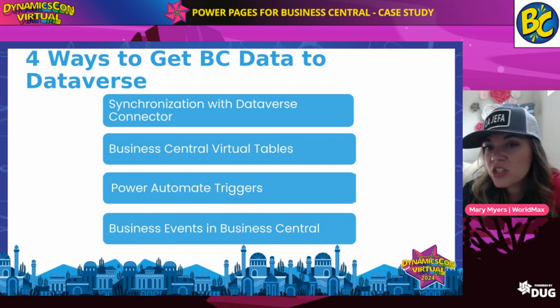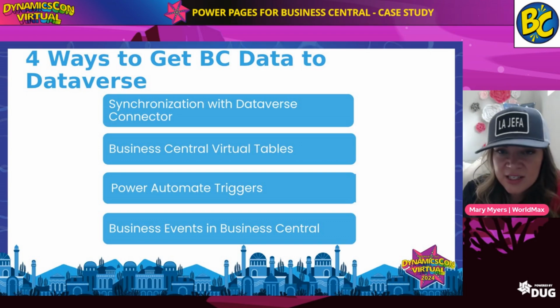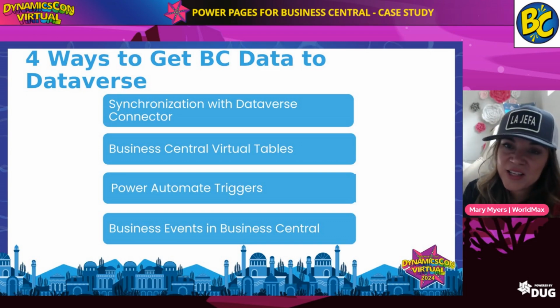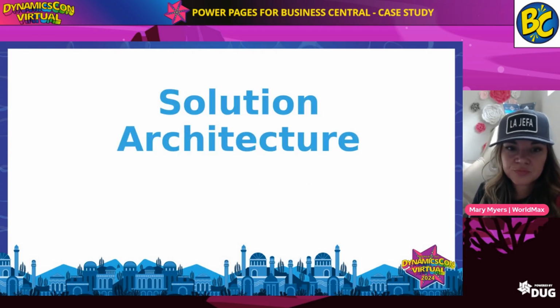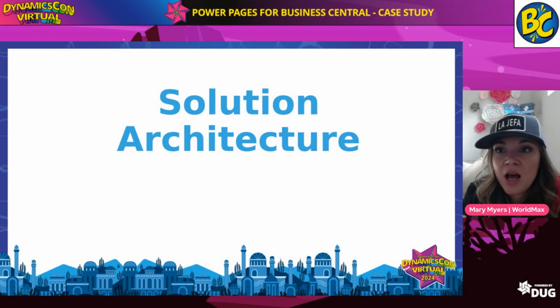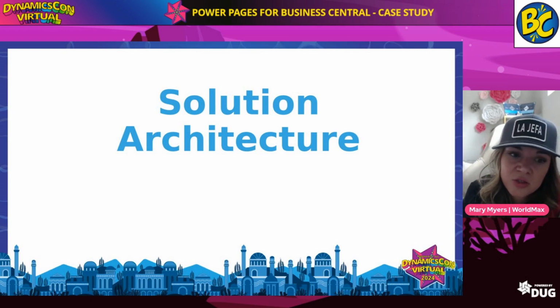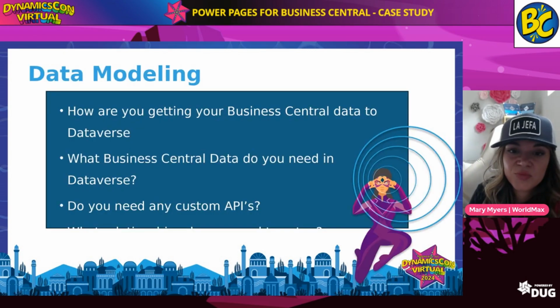So there's some things to think about, right? Before you start getting going in there, you need to say, hey, what data is it that I need to get to Dataverse first from Business Central? And what is the best approach for me to take in that? From there, we really need to take a look at our solution architecture. And there are so many different components that go into the solution architecture for Power Pages.